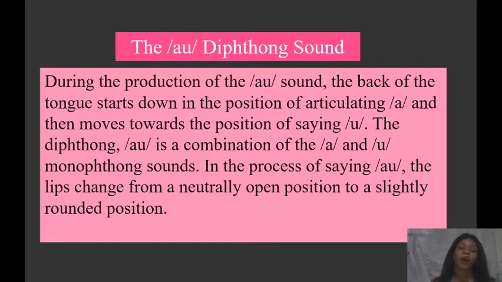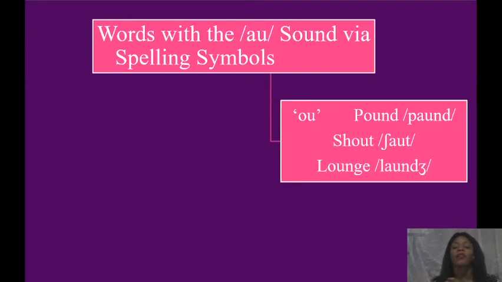Ow. Okay, now let's move over to words that have the ow sound in them, via spelling symbols. The first spelling symbol we would be looking at is the O-U. Most words that have that spelling symbol in them are pronounced in that manner.